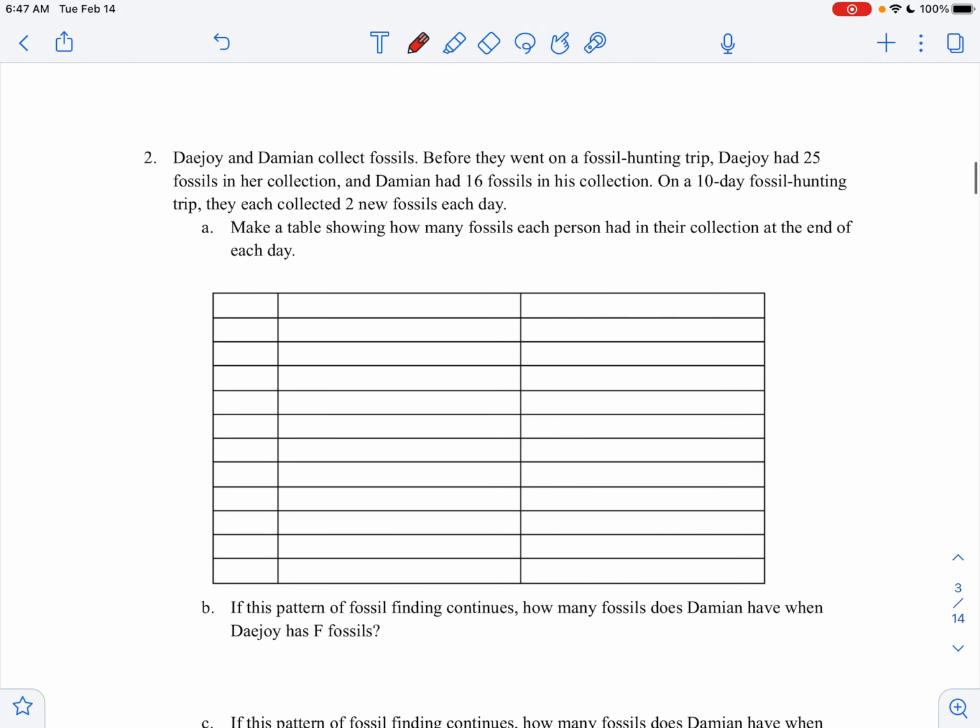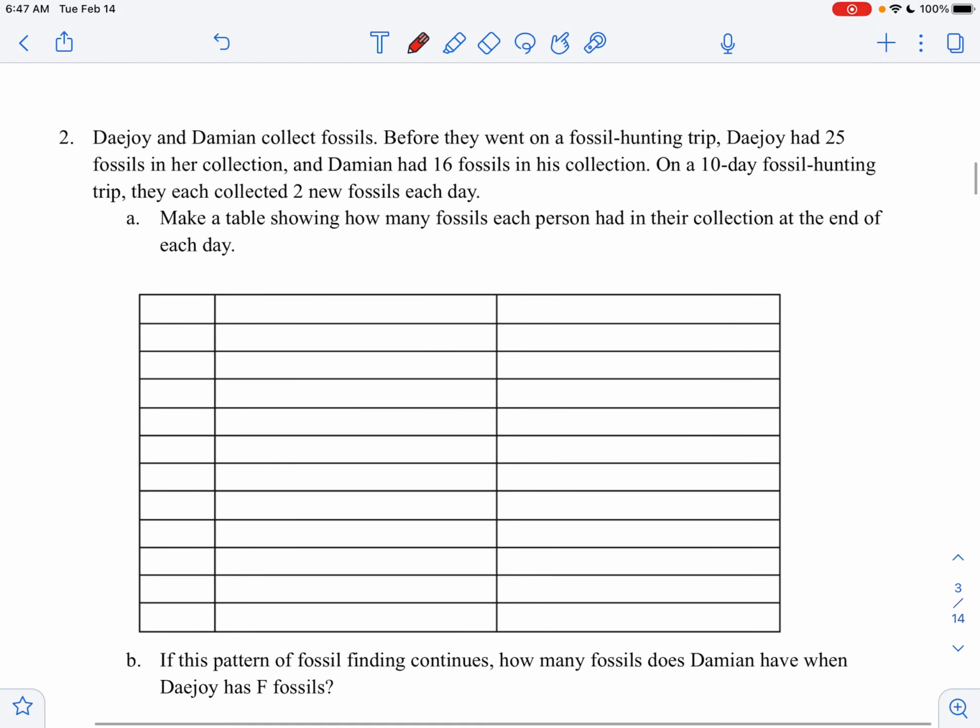In question 2, we have a similar setup, where we're being asked to organize a real-world situation into a table. Question 2 says, Dayjoy and Damien collect fossils. Before they went on a fossil hunting trip, Dayjoy had 25 fossils in her collection, and Damien had 16 fossils in his collection. On a 10-day fossil hunting trip, they each collected 2 fossils each day.